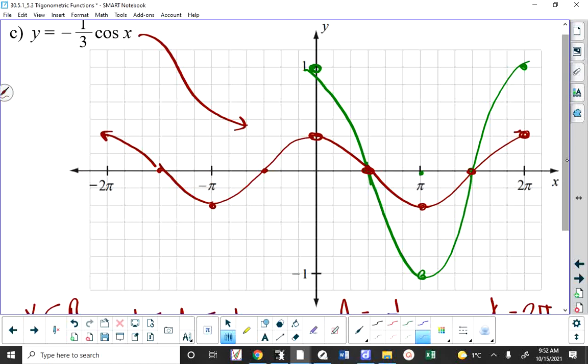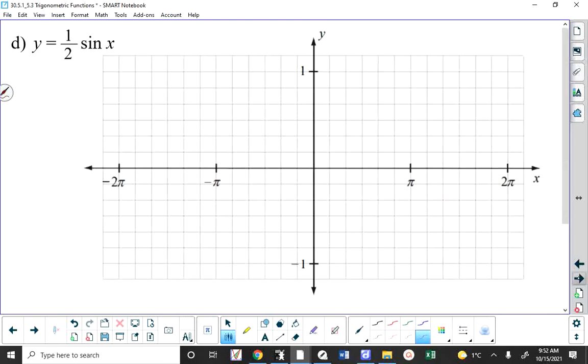Questions with C? So then let me throw this out to you for D. You should know that sine starts at the origin and goes up, right? That's a really important feature of sine. It starts at the origin on its way up. Cosine starts at 1 on its way down.